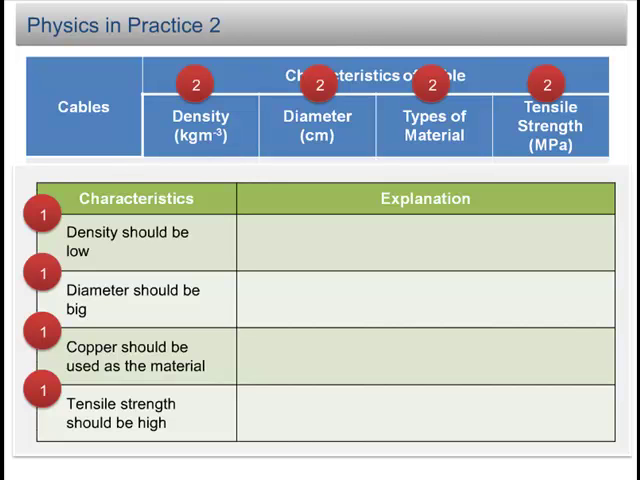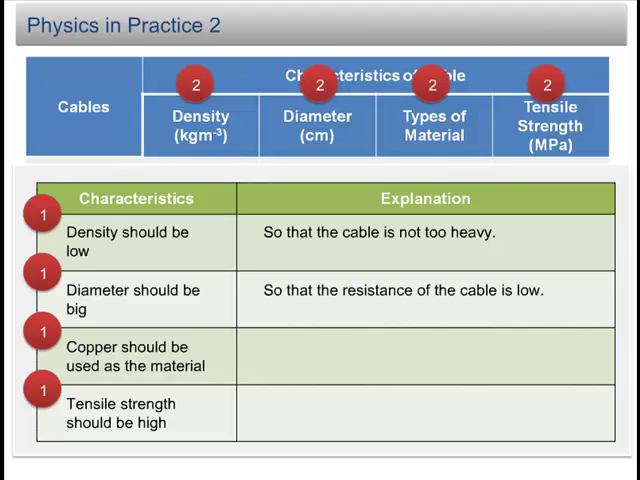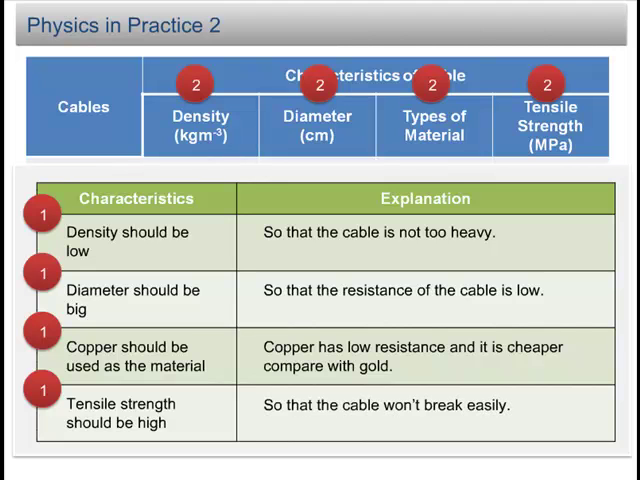After giving all the characteristics, you can start giving the explanation. The density should be low so that the cable is not too heavy. The diameter should be big so that the resistance of the cable is low. Copper should be used to make the cable because copper has low resistance and it is cheaper compared with gold. The tensile strength of the cable should be high so that the cable won't break easily. You will get 1 mark for each explanation if you get them correct.